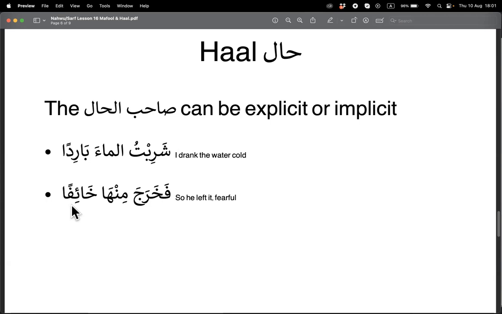The place he left, or himself being fearful? He himself is being fearful, right? Remember just now you said this is huwa, right? So huwa is proper. It's a dhamir, so it's proper. So this khaifan is describing the huwa inside here.